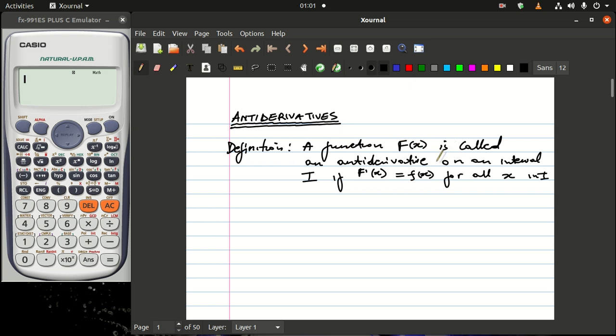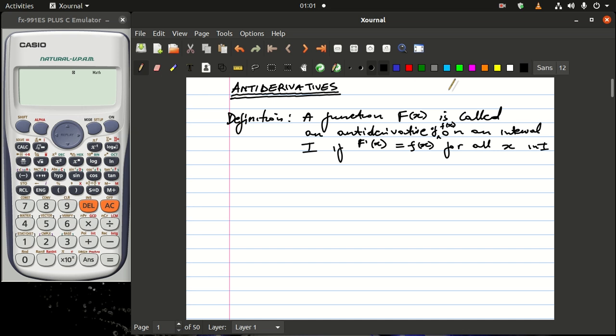There's something that I needed to add here. I should have said "of f of x". So a function capital F of x is called an antiderivative of small letter f of x on an interval I if, when I take the derivative of that, I get that. That is the meaning of this. That's all there is to antiderivative.